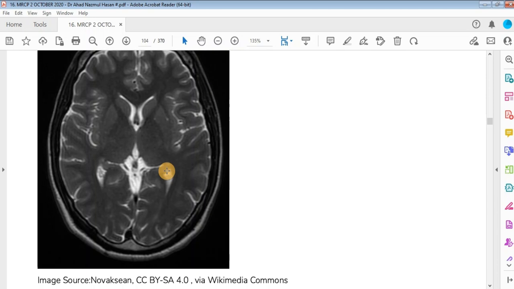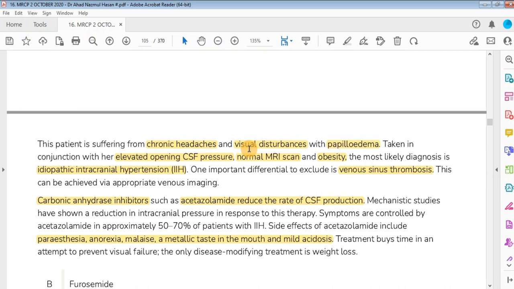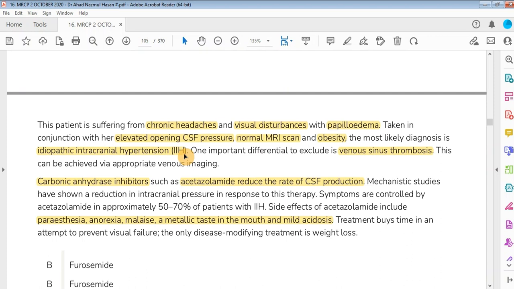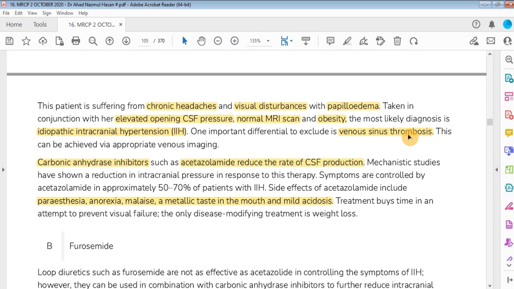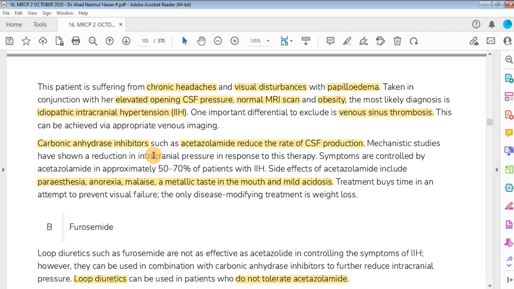This patient is suffering from chronic headache and visual disturbance with papilloedema, taken in conjunction with her elevated opening CSF pressure and normal MRI scan, and obviously the most likely diagnosis is IIH. One important differential is to exclude venous sinus thrombosis. This can be assessed via appropriate venous imaging. Carbonic anhydrase inhibitors such as acetazolamide reduce the rate of CSF production. And acetazolamide has side effects like paresthesia, anorexia, malaise, metallic taste in the mouth, and mild acidosis.